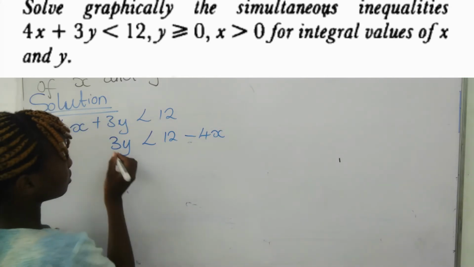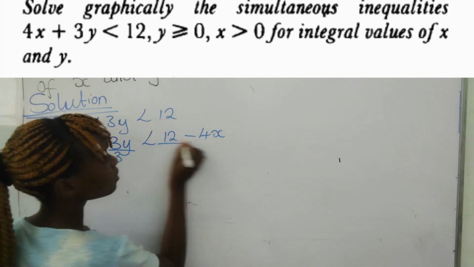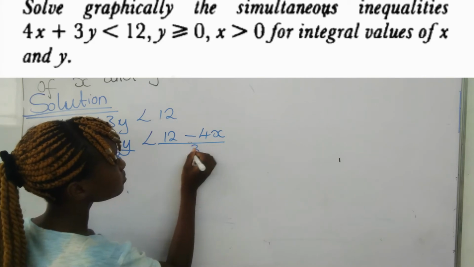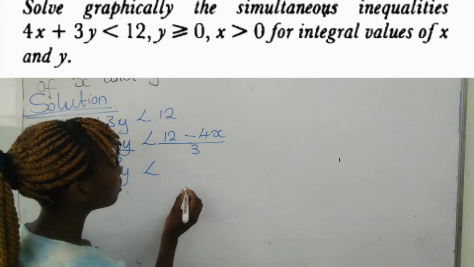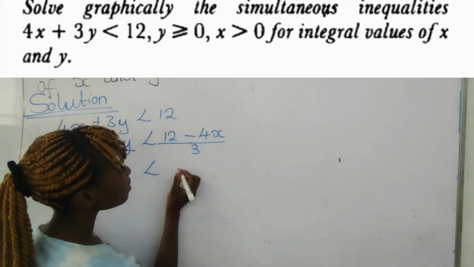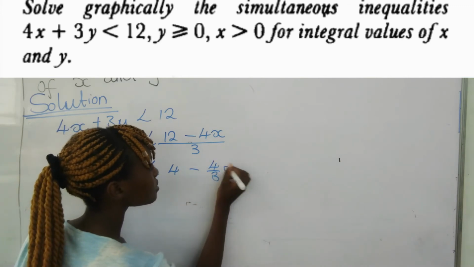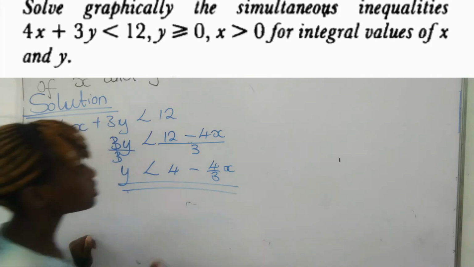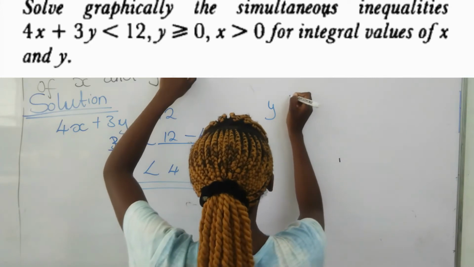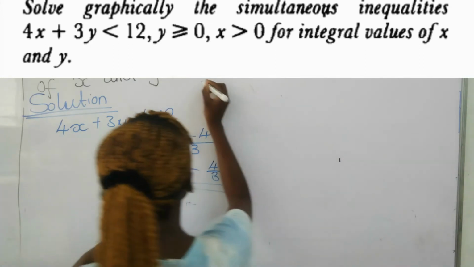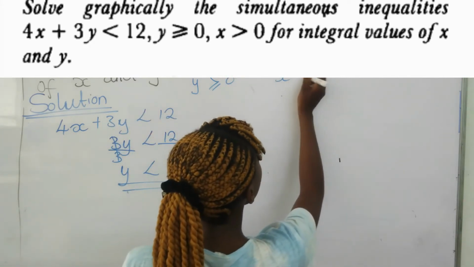Simplify, dividing by 3. Here we get y less than, if we simplify it, 4 minus 4 over 3 x. Okay, so this is the first part. The second part is already simplified: we have y greater than 0. The other part is x greater than 0.